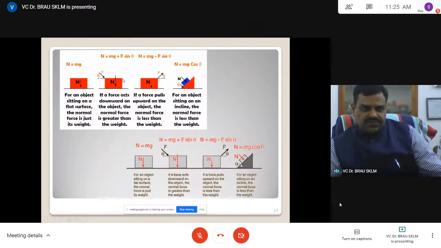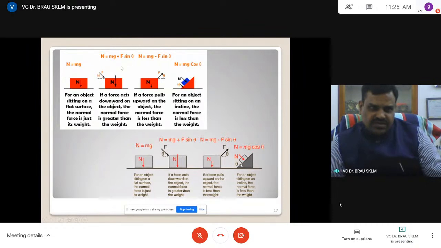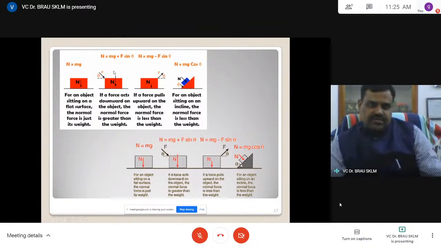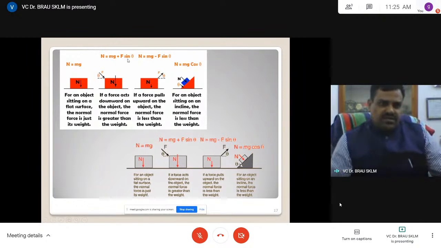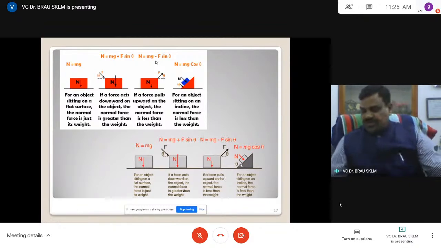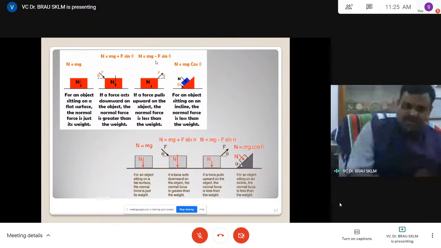If you consider the components, one is F cos theta horizontally, and vertically is F sin theta. F sin theta plus weight, both are acting downwards, and the normal reaction upwards. Okay, N is equal to mg plus F sin theta. Similarly, if you write the equation here, N is equal to mg minus F sin theta. So this is how generally we will try to consider the problem.